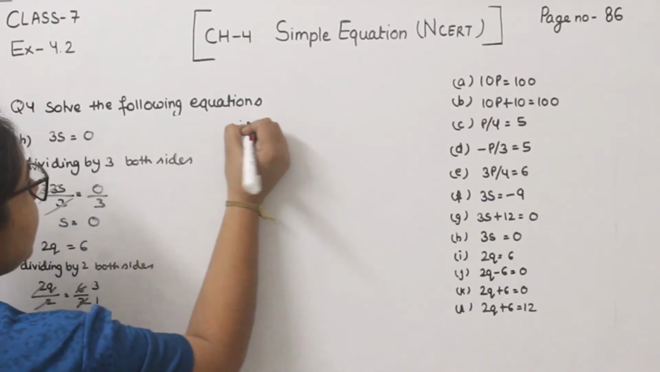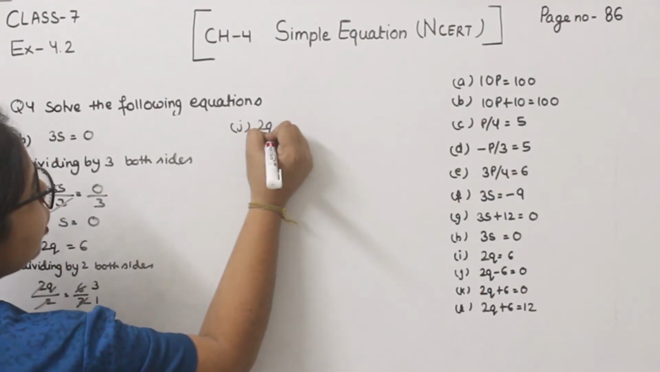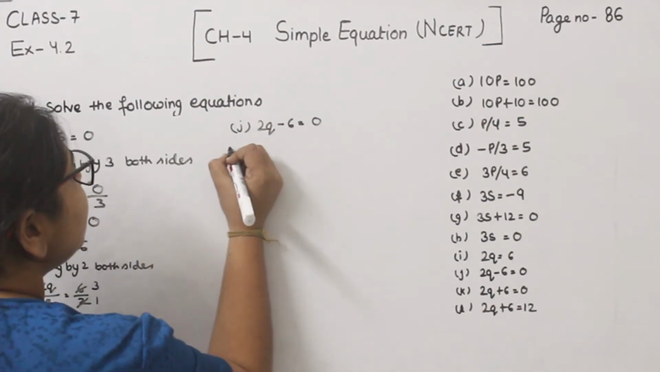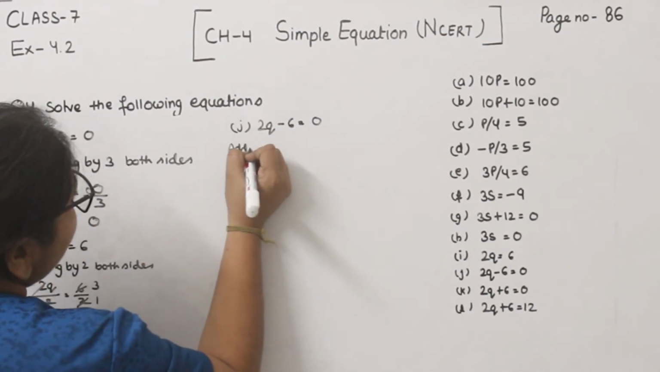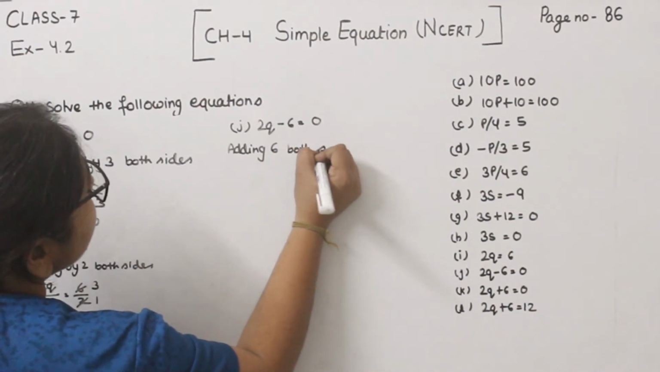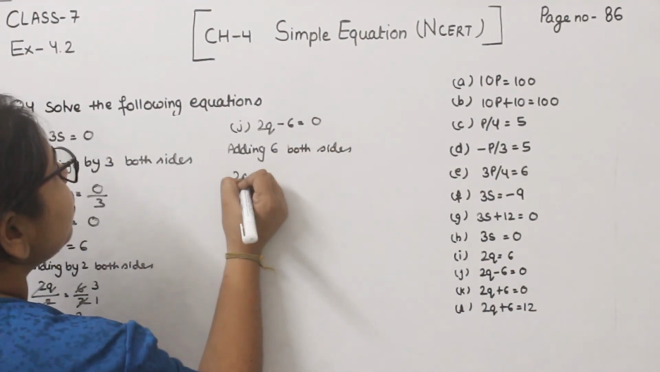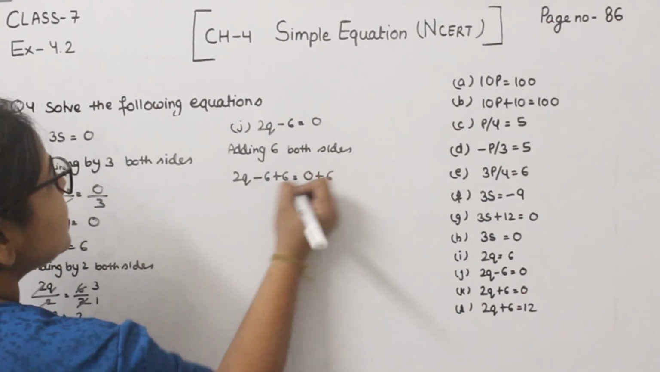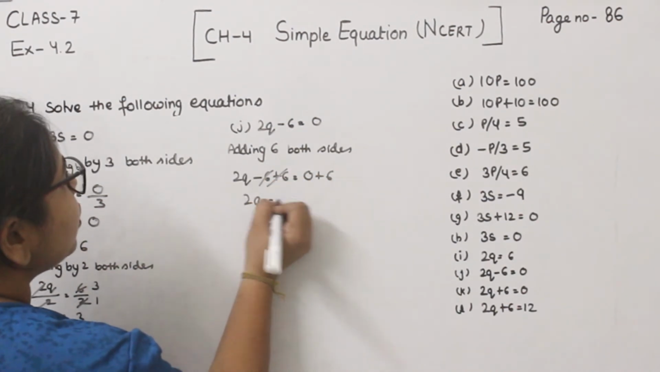Now comes to the part J. 2q minus 6 is equal to 0. First we will remove this 6. For that one we will add 6 both sides. Now 2q minus 6 plus 6 is equal to 0 plus 6. Now this one cancelled. 2q is equal to 6.